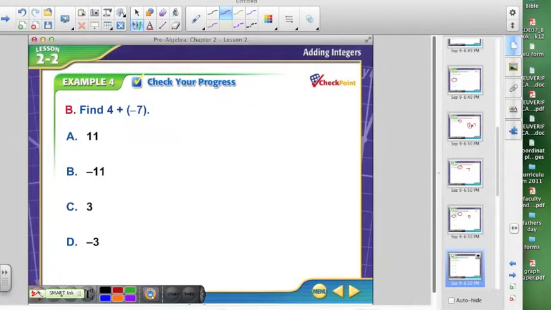All right, just keep those rules in front of you if you're forgetting your rules. 4 plus negative 7, adding with unlike signs. So I'm going to do what? Subtract. 7 minus 4 is 3. Take the sign of the number with the largest absolute value. In this case, it's negative 7. So my answer would be negative 3, choice D. Okay, again, just keep those.